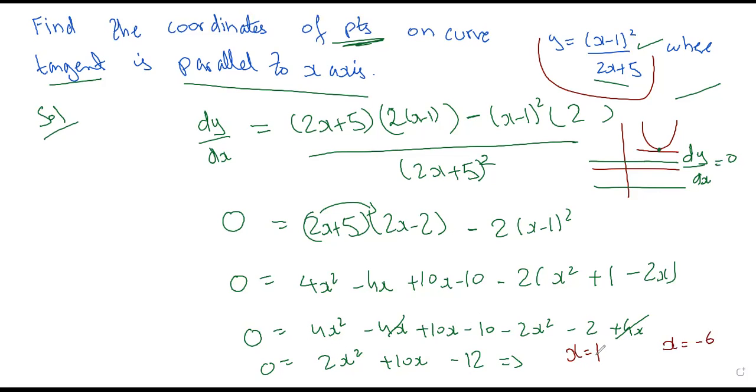And now we have to simply plug in these values in y, and we'll be able to find the point. Okay. So the final answer would be in the form of 1 comma the respective value of y, and minus 6 comma the respective value of y. Okay. Yes. Right. So I don't want to just waste time on this. Is it clear? Is this example clear?